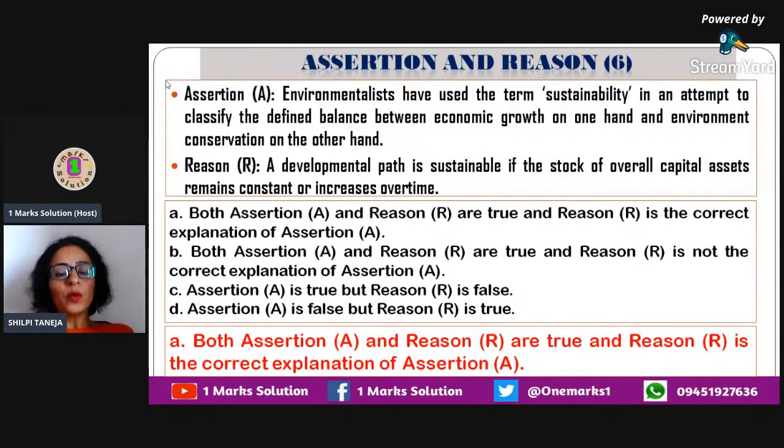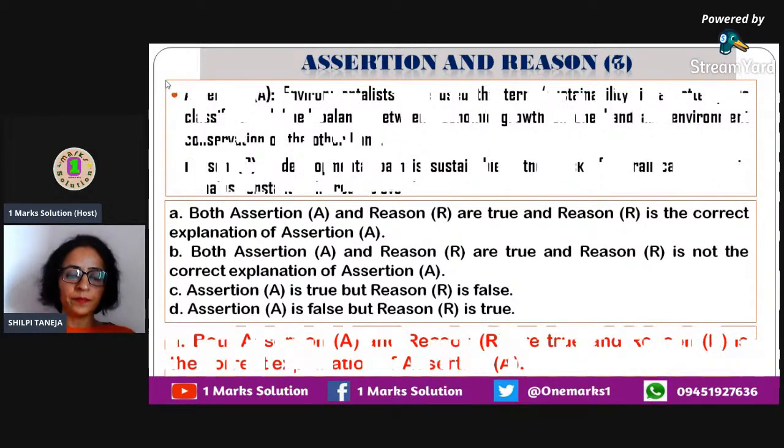So when we talk about economic growth, the stock of the resources should either remain constant, at that basic level where they still exist, or they should increase over time. Only then will we have the balance between economic growth and environmental conservation, right? So the reason is correctly explaining the assertion. So we'll go for option A in this.